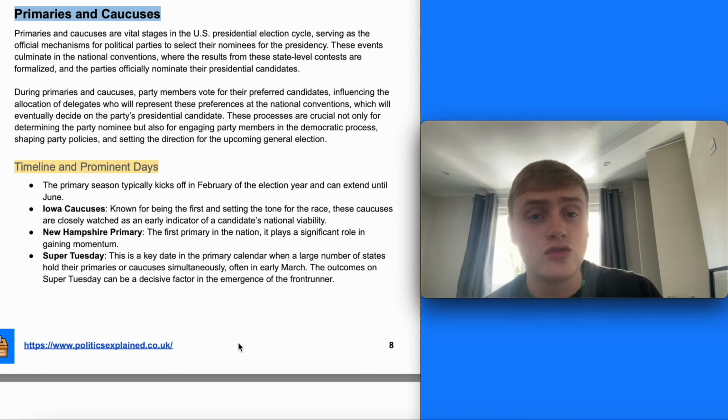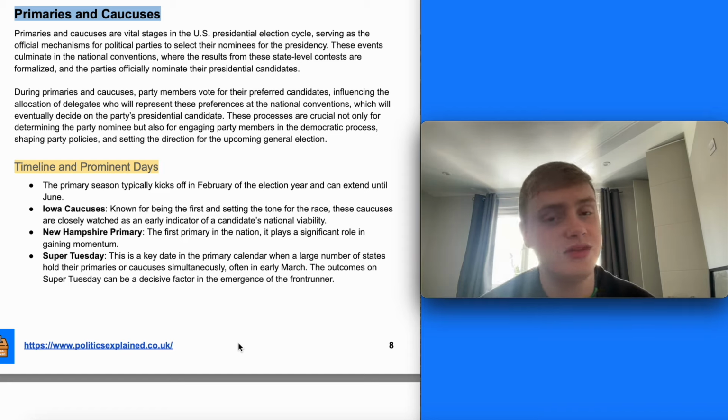These processes are crucial not only for determining the party nominee, but also for engaging party members in the democratic process in the election year for the first time, shaping party policies and setting the direction for the upcoming general election.